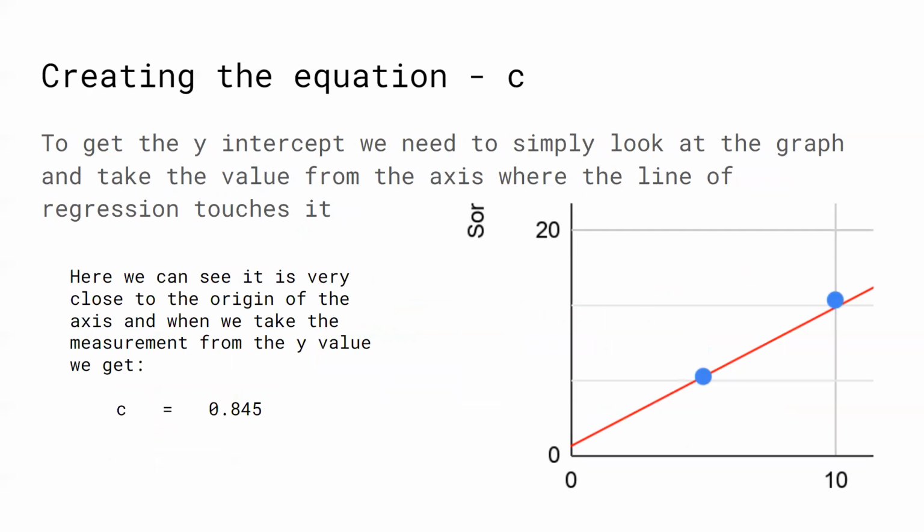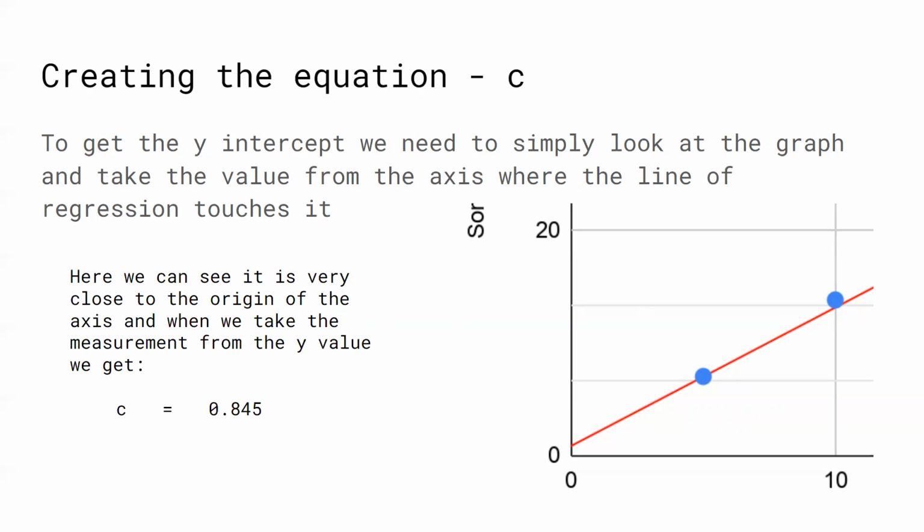So creating the equation, it's the C component. To get the y-intercept, we need to simply look at the graph and take the value from the axis where the line of regression touches it. So as you can see here, I've zoomed into the left corner of my graph. Here we can see that it's very close to the origin of the axis. And when we take a measurement, I get a y value, which is 0.845. That's just looking at my scale, and the physical distance between the 0 and where that red line touches the vertical axis.